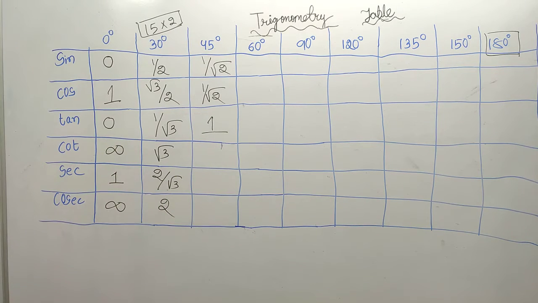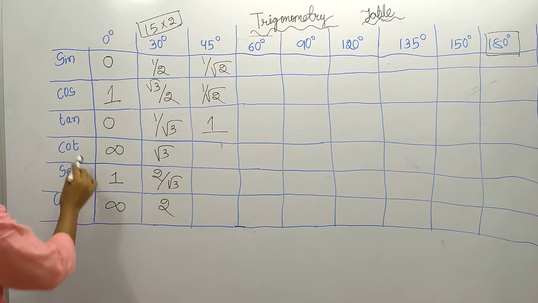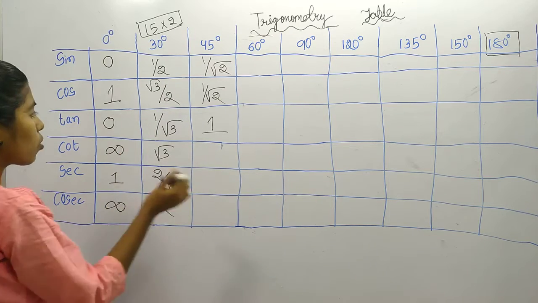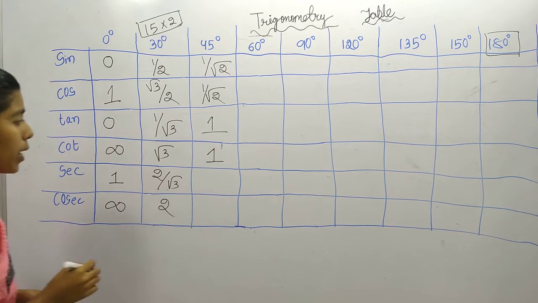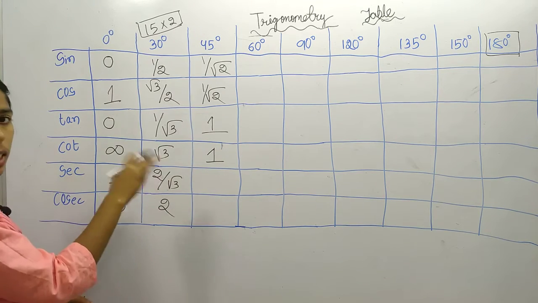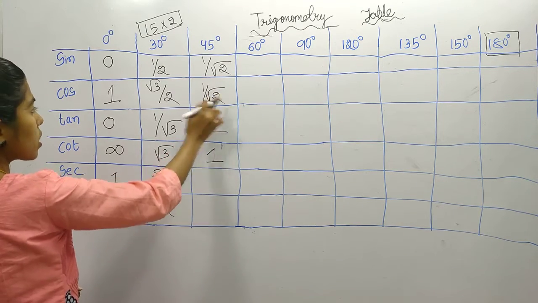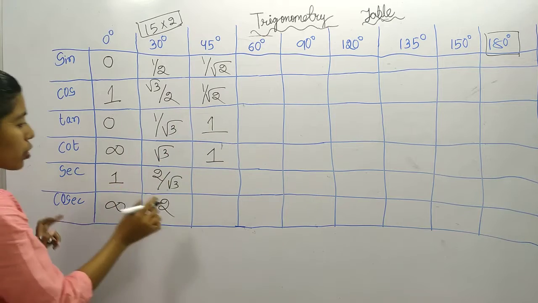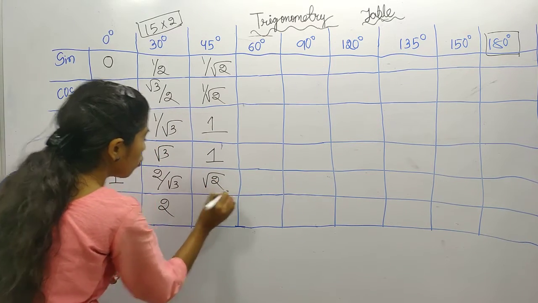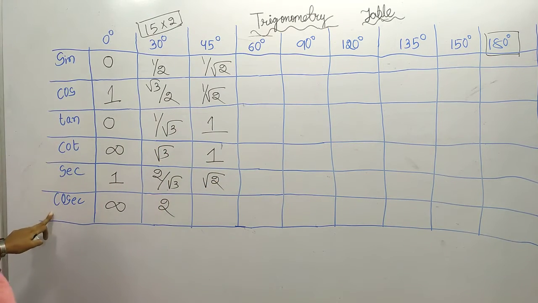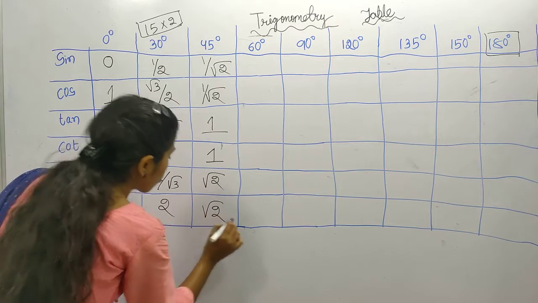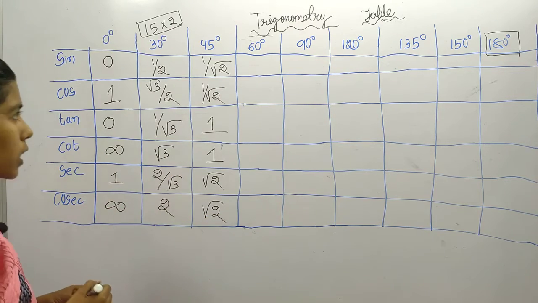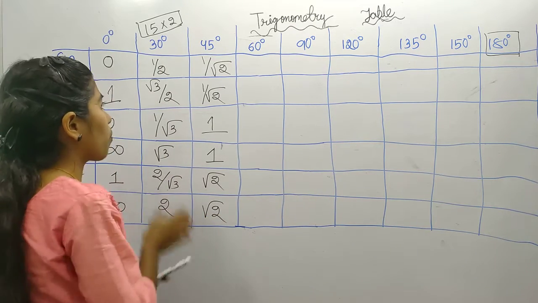Over. Next you see cot. Cot 45 degree. Cot is the reciprocal of tan. So, cot 45 degree will be 1. Sec. Sec is the reciprocal of cos. So, cos is 1 by root 2. So, sec will be root 2. Okay. Same. Cosec. Cosec is the reciprocal of sin. Sin is 1 by root 2. So, cosec will be also root 2.